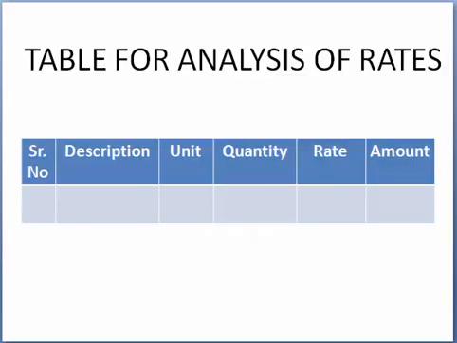This was the standard format for analysis of rates, which we have discussed in the previous lecture also, which includes the serial number or the code, then the description, then unit, quantity, rate, and amount. So this is the standard format. This format will be used for preparing the analysis of the items which are under the non-scheduled items.